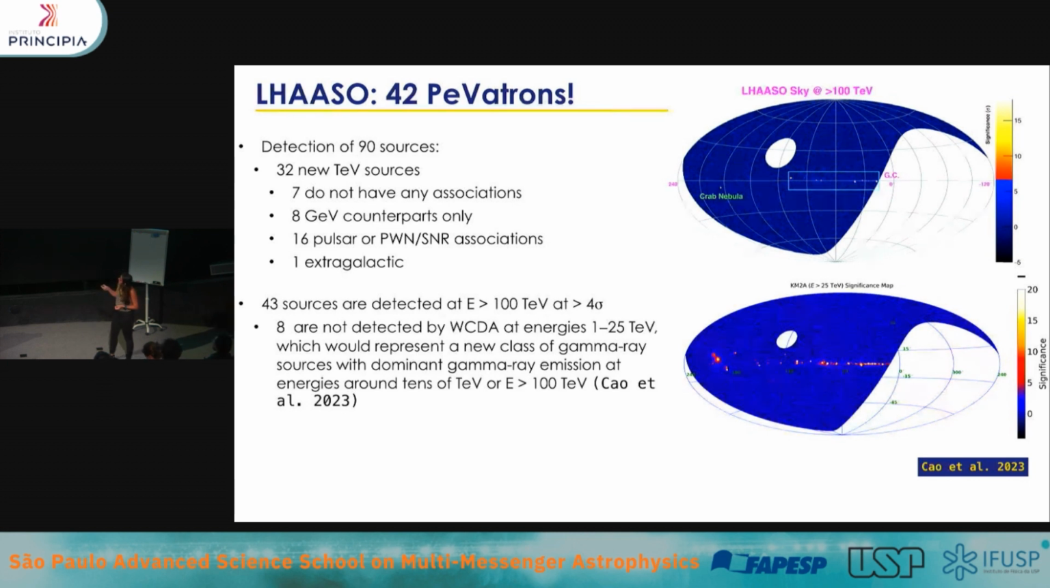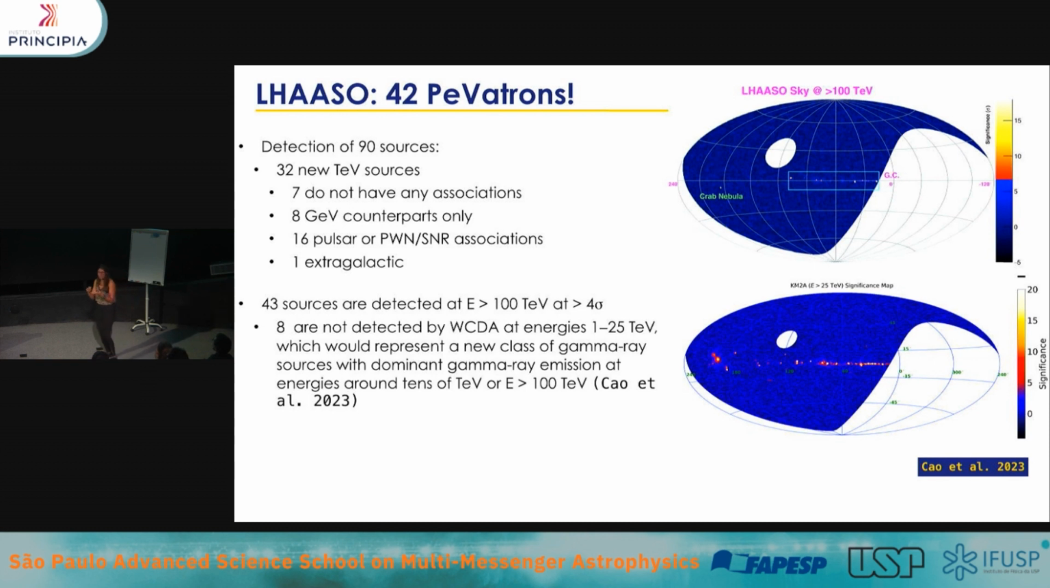8 of them have GeV counterparts, so they have been associated with Fermi sources. 16 have pulsar, pulsar wind nebula, or supernova remnant associations, and they claim that one of them is extragalactic. And out of these 90 sources, 43 of them are now PeVatrons, okay? They claim about 4 sigma.